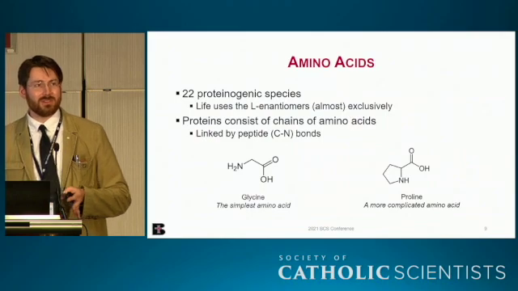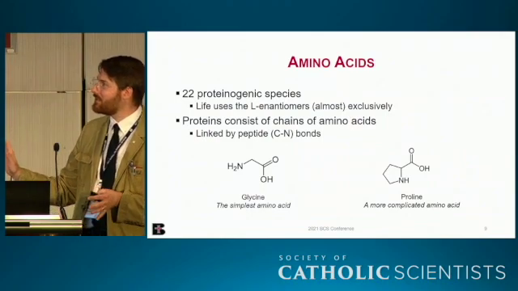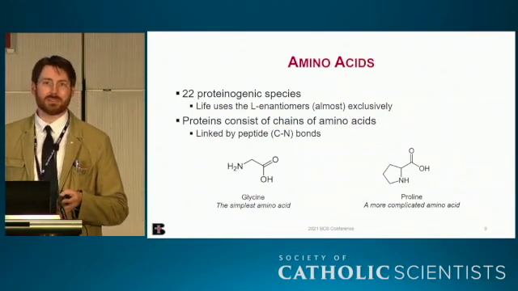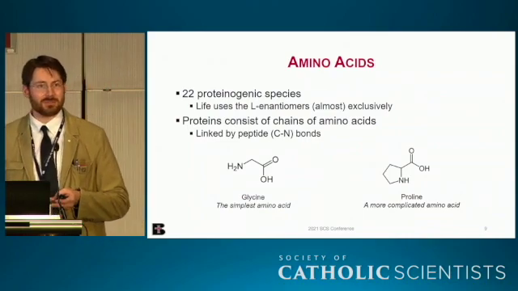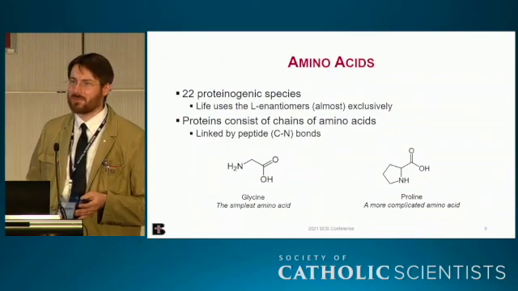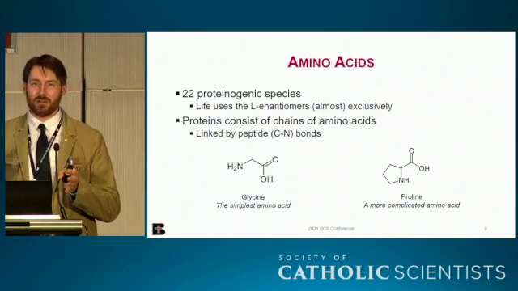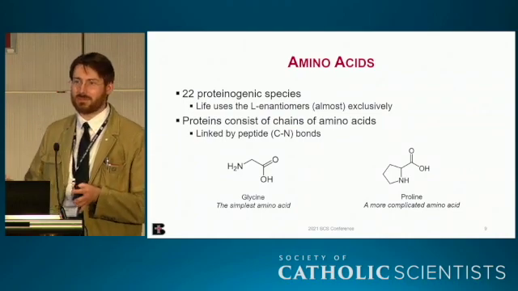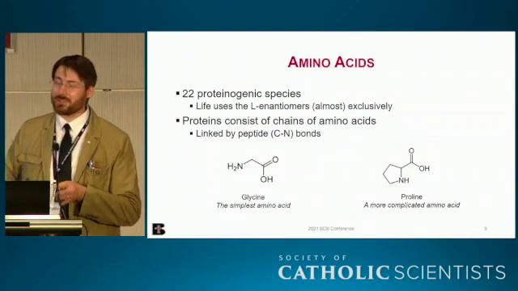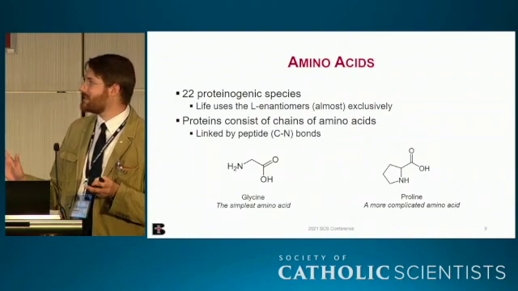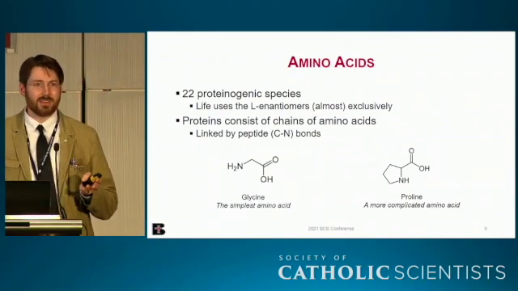Now, what about these amino acids? There are 22 proteinogenic amino acids. So what do I mean by that? Well, the ones that are used by life to make proteins. Where does the number 22 come from? Well, there are 20 encoding proteins and 2 special ones, apparently, that can get incorporated into proteins. So 22. And these amino acids, most of them, are chiral.